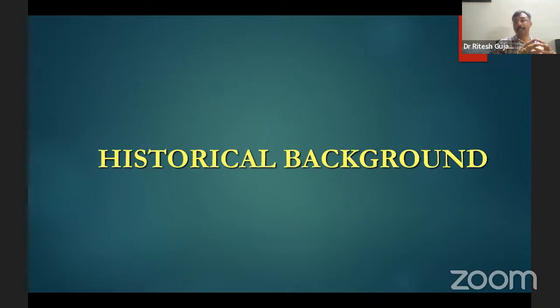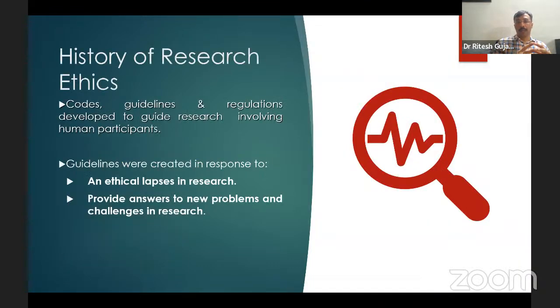Now let us talk about the historical background, why these research ethics evolved and why they are so important for any medical science. Let us talk about the incidents that have happened in the past where these ethics or the rights of the patients or research subjects have been compromised. So the history of research ethics talks about the codes, guidelines and regulations which have been developed to guide the researcher as well as the institutes who are associated with medical research.